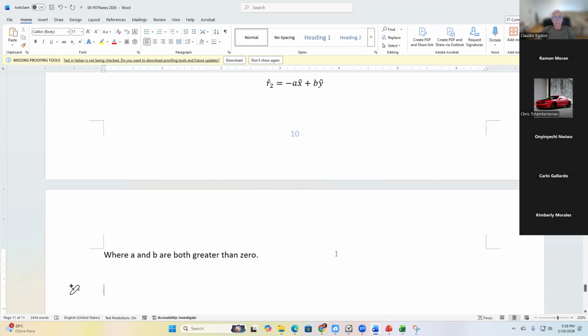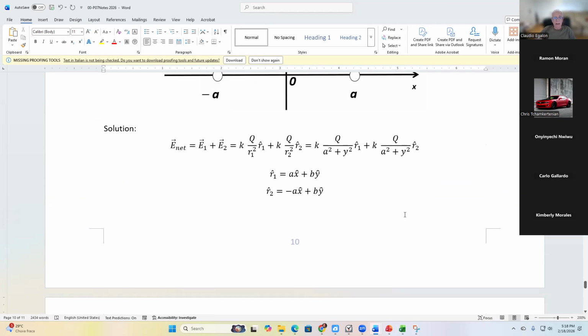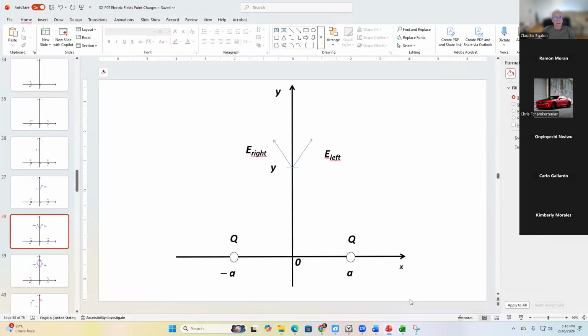Okay, A and B are both greater than 0. Makes sense? Now we're going to find out what A and B are, and we can do that by verifying the drawing that we have right in here.